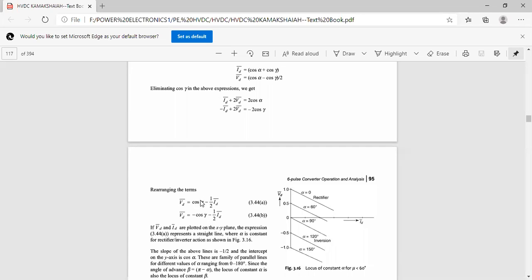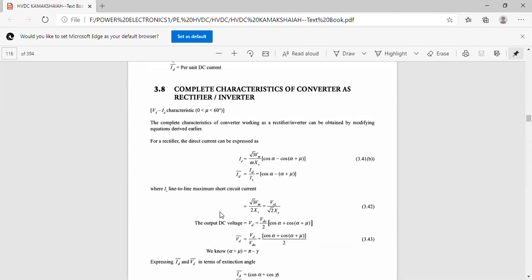Rectifier is controlled with the help of alpha. Inverter is controlled with the help of gamma. Now I will draw the characteristics of converter. Converter means rectifier and inverter. This equation is a rectifier. This equation is inverter. From these two equations, I will draw these characteristics. So once again I am explaining: complete characteristics of converter as rectifier and inverter.